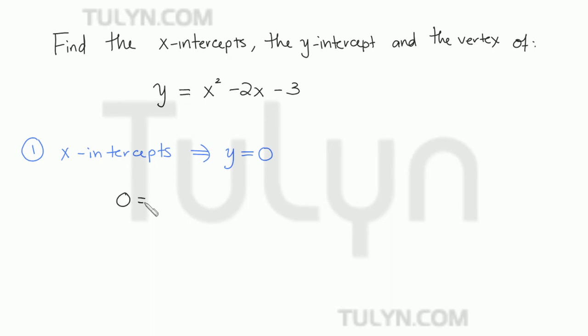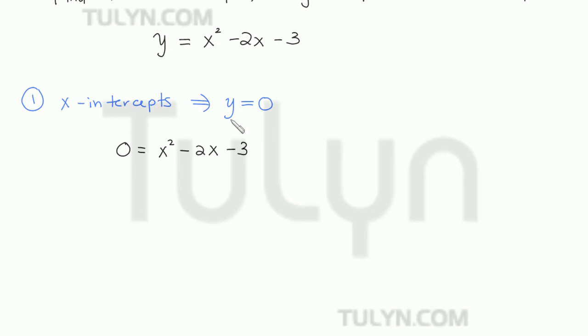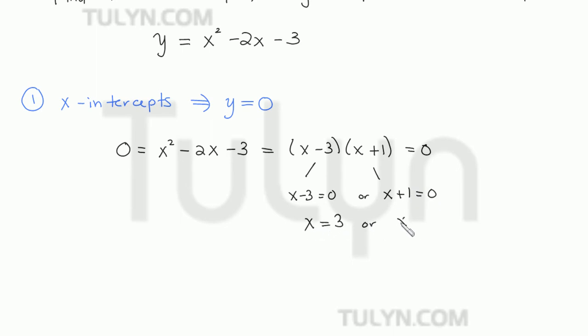So we get 0 is equal to x squared minus 2x minus 3, right? And so factoring this quadratic equation, we end up getting what? x minus 3 times x plus 1 is equal to 0. So using the zero factor property, we have that x minus 3 is equal to 0, or x plus 1 is equal to 0. So x is equal to 3, or x is equal to negative 1.